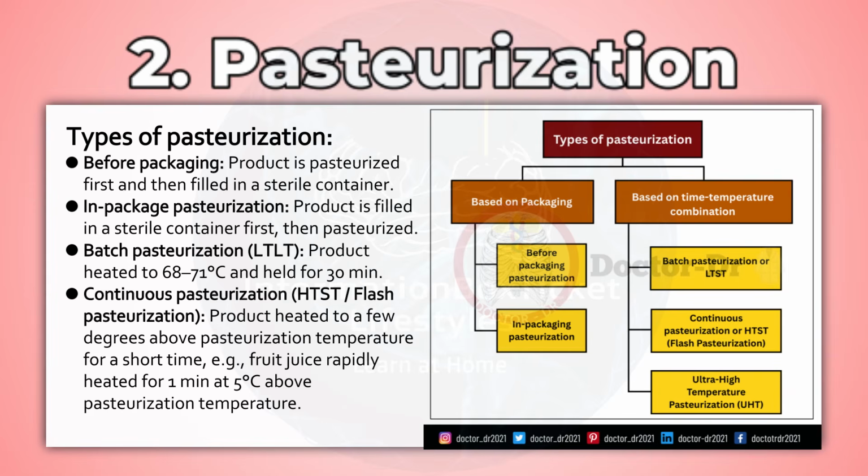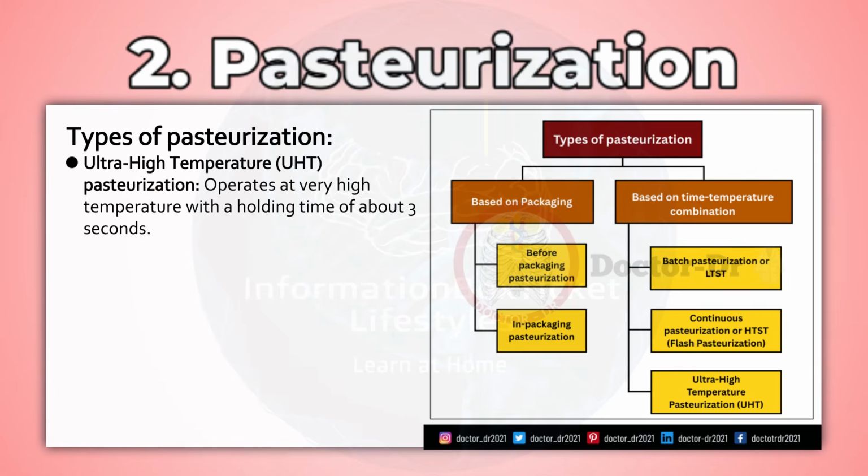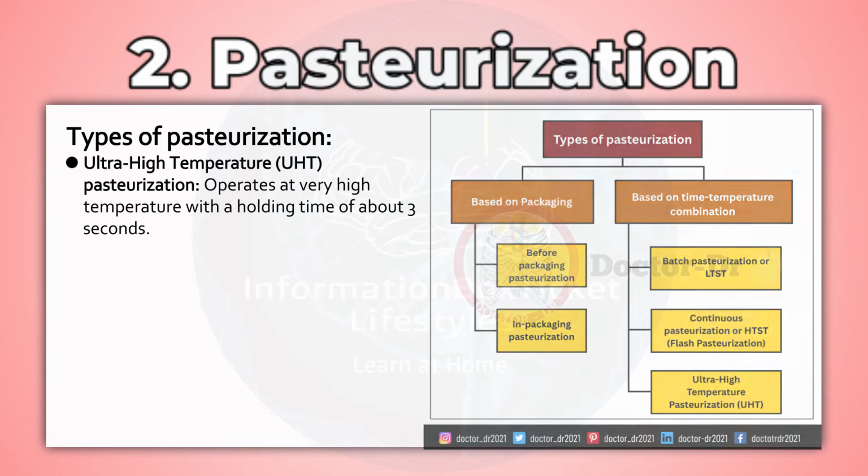Continuous pasteurization, HTST/flash pasteurization. Product heated to a few degrees above pasteurization temperature for a short time, e.g., fruit juice rapidly heated for 1 minute at 5 degrees Celsius above pasteurization temperature. Ultra-high temperature, UHT pasteurization, operates at very high temperature with a holding time of about 3 seconds.